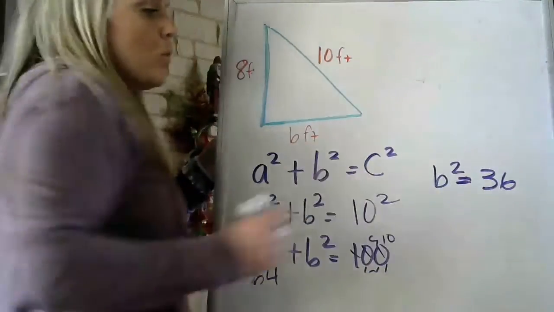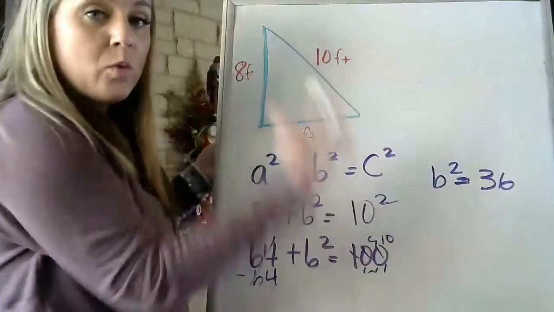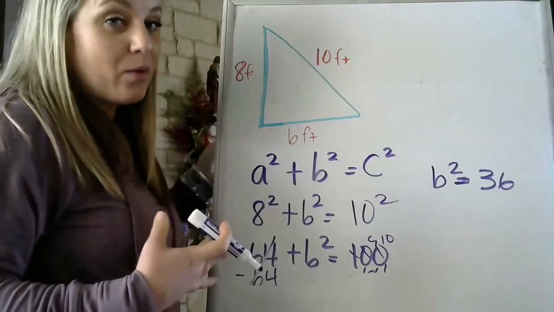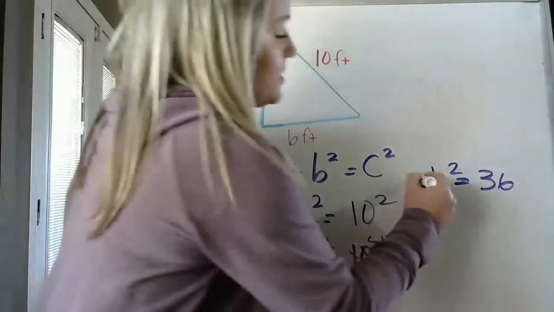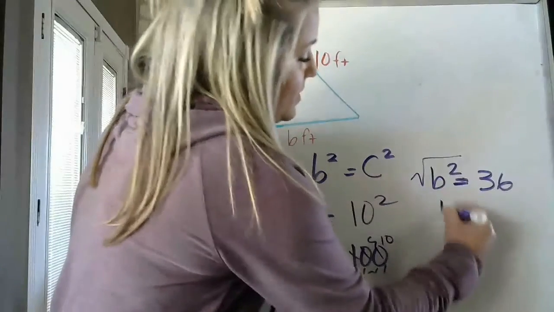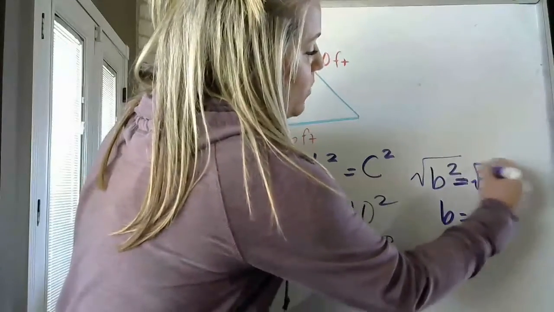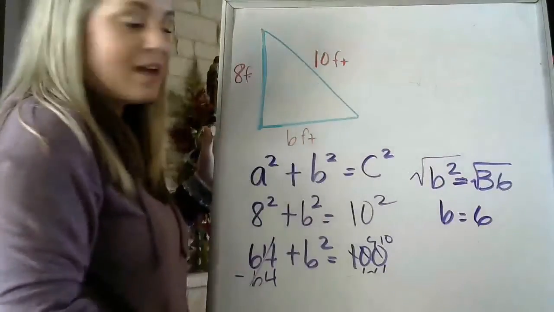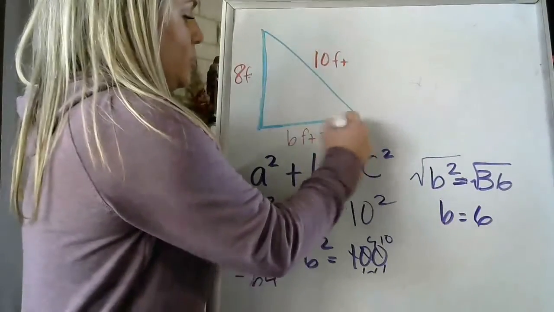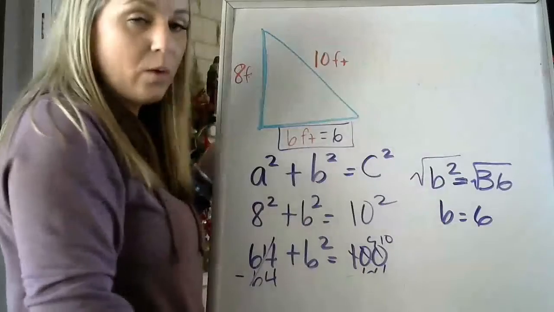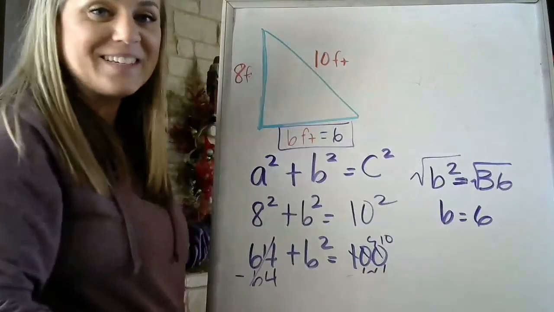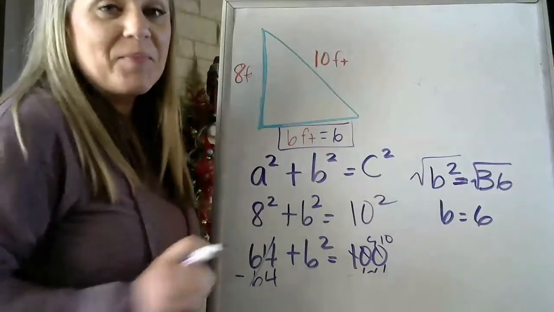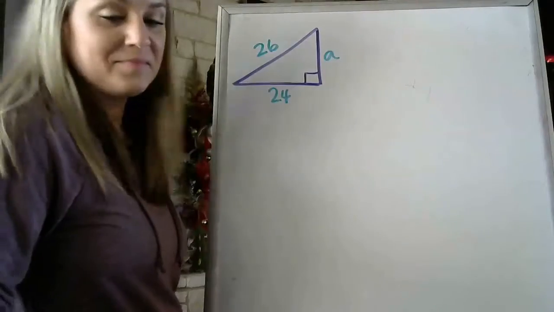We have to get rid of the square because we want b, the variable, by itself. The only way to get rid of a square is to square root it. So if I square root this, it's going to give me b, and if I square root this, it's going to give me 6. So b is equal to 6. The square root of 36 is 6. That one was easy because I could do that in my head. All right, guys, we'll do a couple more.